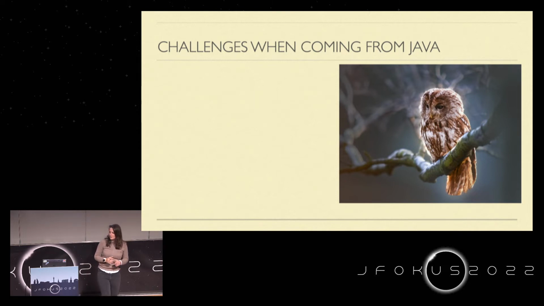You will see that Kotlin and Java go well together. It's one of the main selling points of Kotlin, the interoperability with the Java world. But you might face some challenges. Why? Because the idioms of Java and the idioms of Kotlin are not the same.